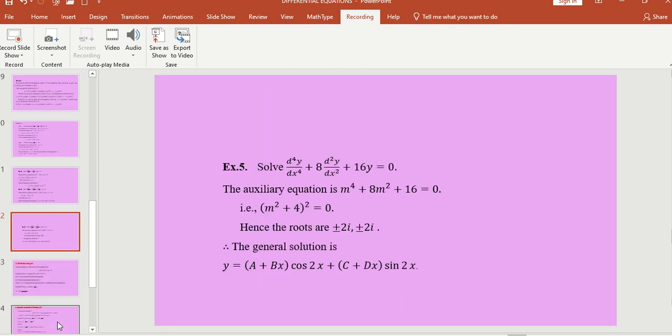Similarly, we see the last example. Here the auxiliary equation is m⁴ + 8m² + 16 = 0, and so we have (m² + 4)² = 0. Hence the roots are ±2i, ±2i. Hence the general solution is y = (a + bx) cos 2x + (c + dx) sin 2x.